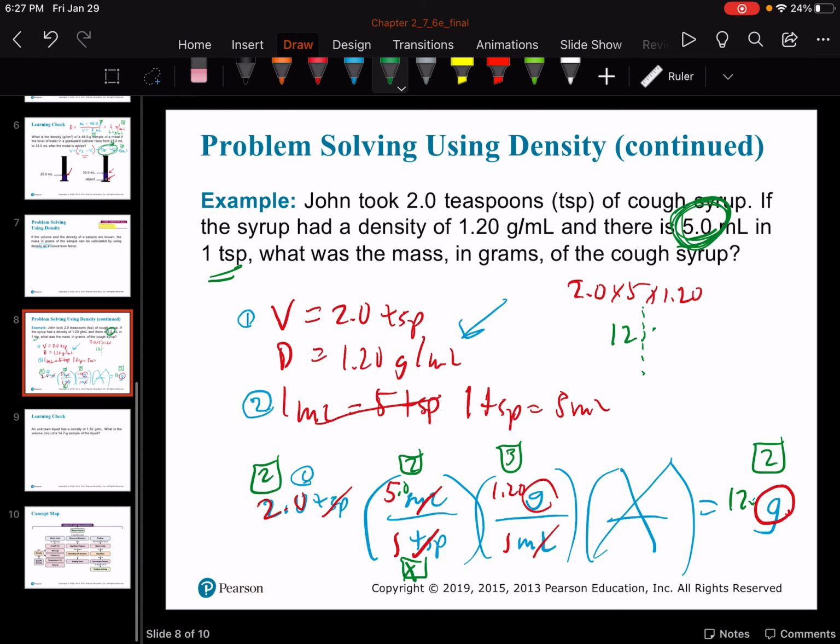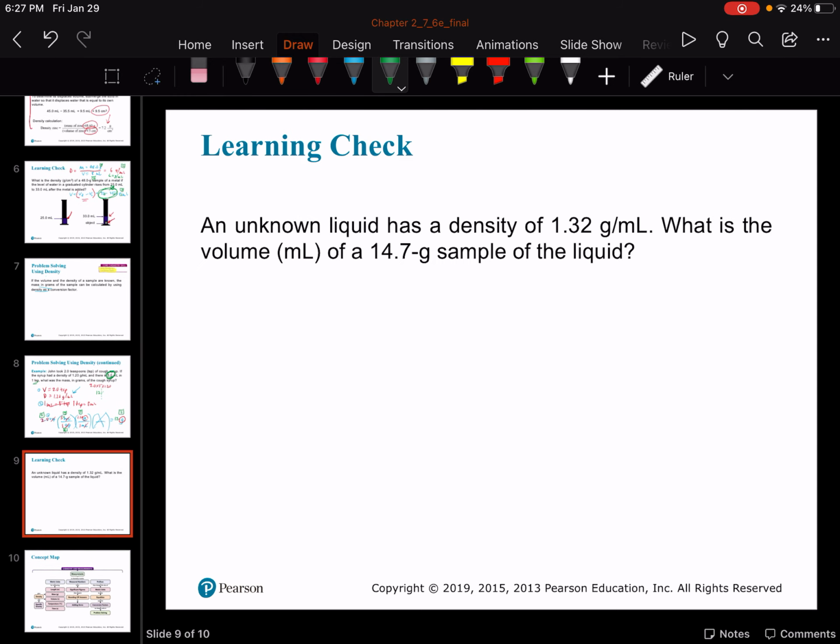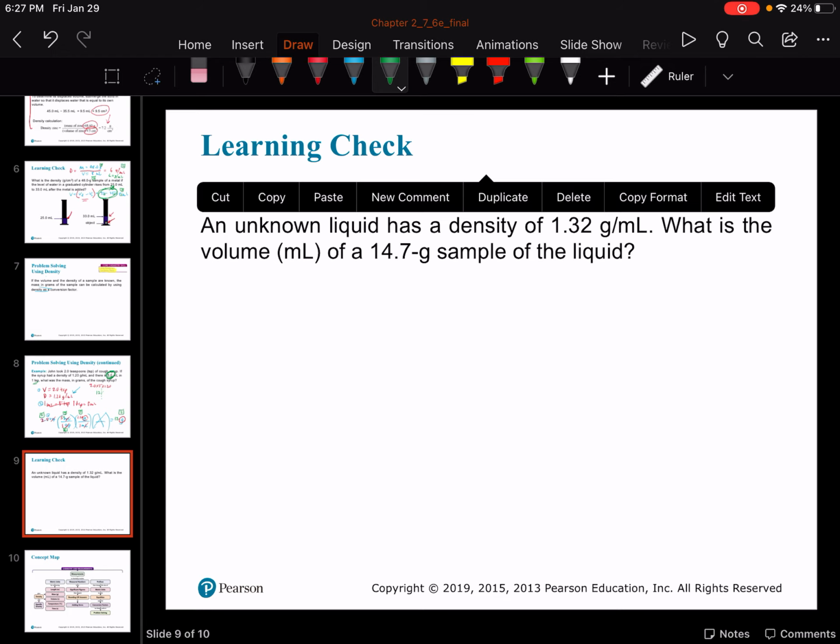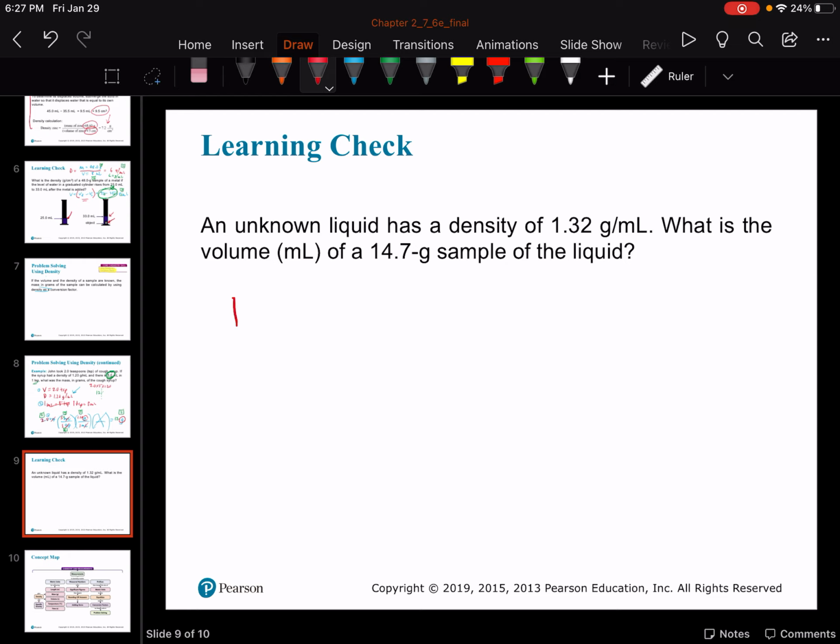All right, let's do another example. Now, I'm strongly going to recommend that you pause the video before I get going on this problem so you can compare your answer to mine. An unknown liquid has a density of 1.32 grams per mil, right? And what is the volume if we have a mass of 14.7 grams, right?